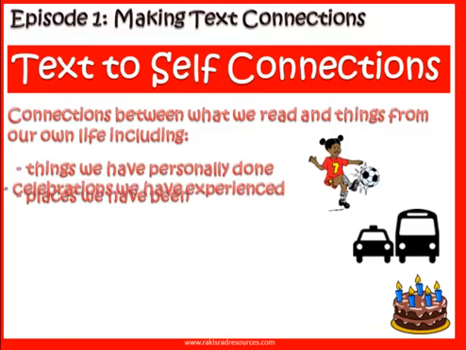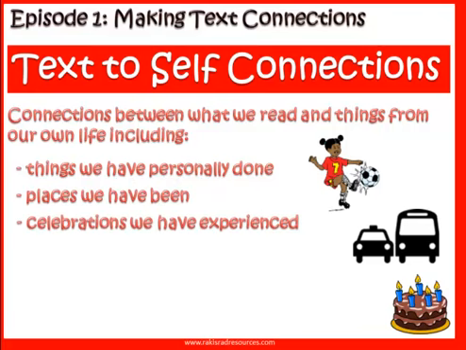We make connections based on celebrations we've experienced. If you are in a family that celebrates Kwanzaa or Hanukkah or Eid, you might understand a book about one of those holidays better than somebody who only celebrates Christmas. Or vice versa, if you only celebrate Christmas, you're going to understand a book better that is about Christmas than maybe somebody who doesn't celebrate Christmas. That's a text-to-self. We also make text-to-self connections based on things that we've seen in person.